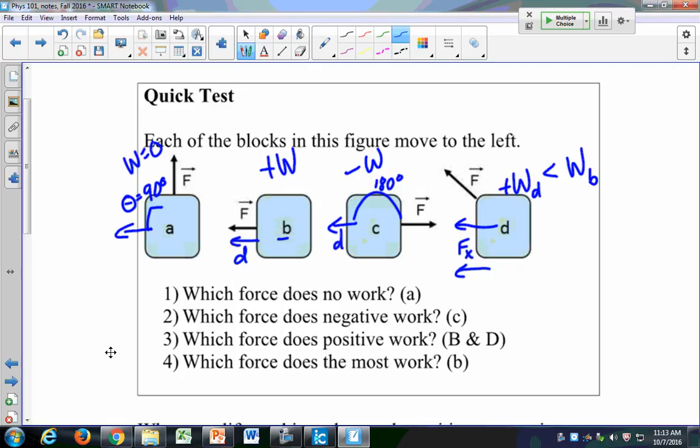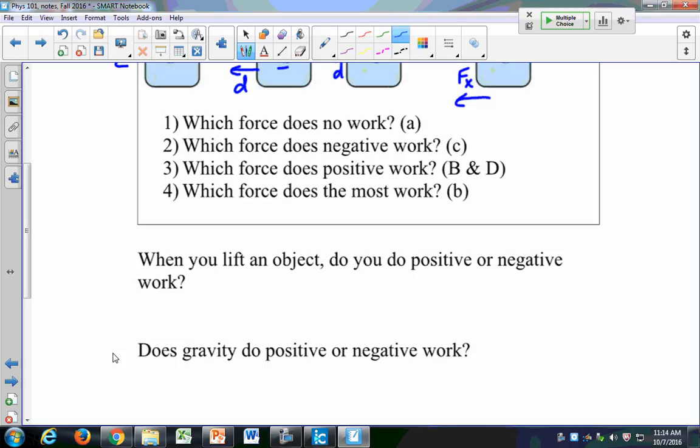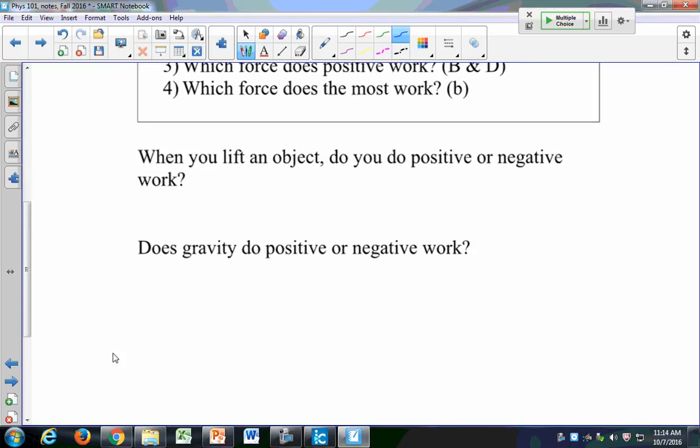Like, I don't know, football players, when you have the sled, right? Well, that's a frictional force too. Well, you get the idea. Anytime I have a force that's opposite the displacement, it is negative work. So when you lift an object, do you do positive or negative work?